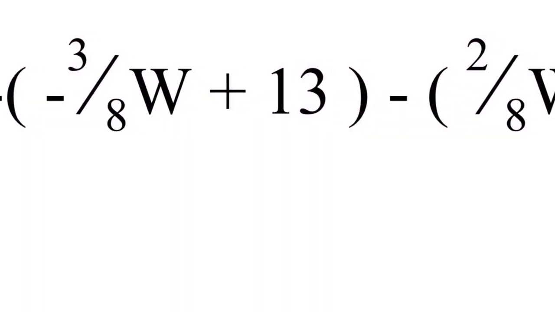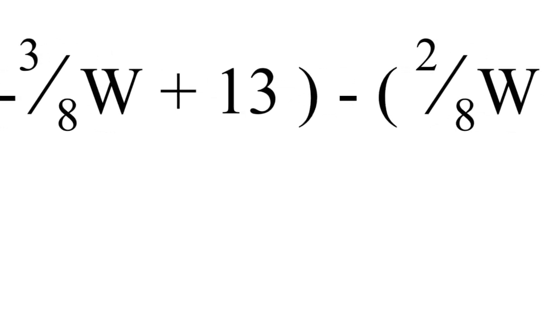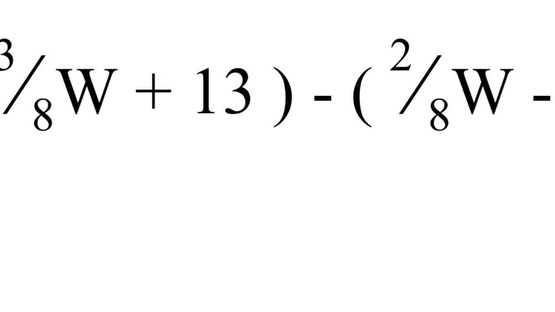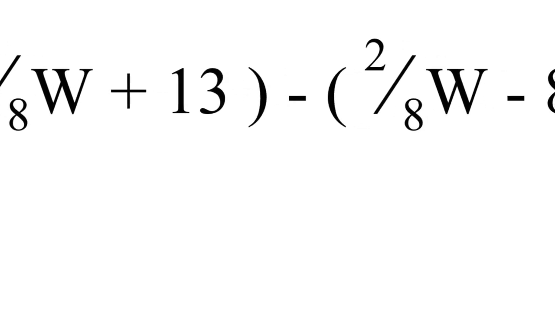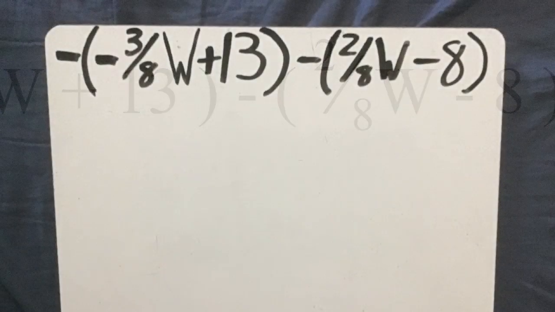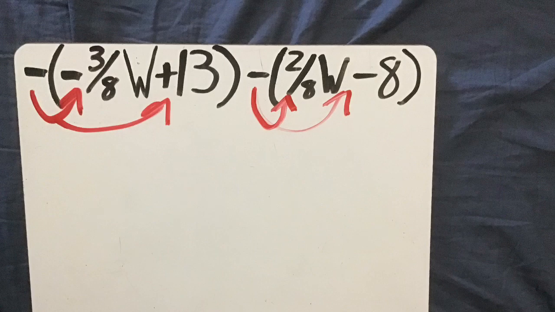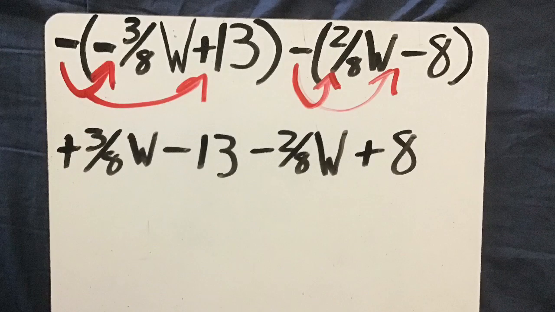Let's look at negative parentheses, negative 3/8w plus 13, close parentheses, minus parentheses 2/8w minus 8. Again, the first thing I do is rewrite it on my whiteboard. The first thing I need to do is multiply through those negatives. Negative times a negative equals a positive, so I have positive 3/8w.